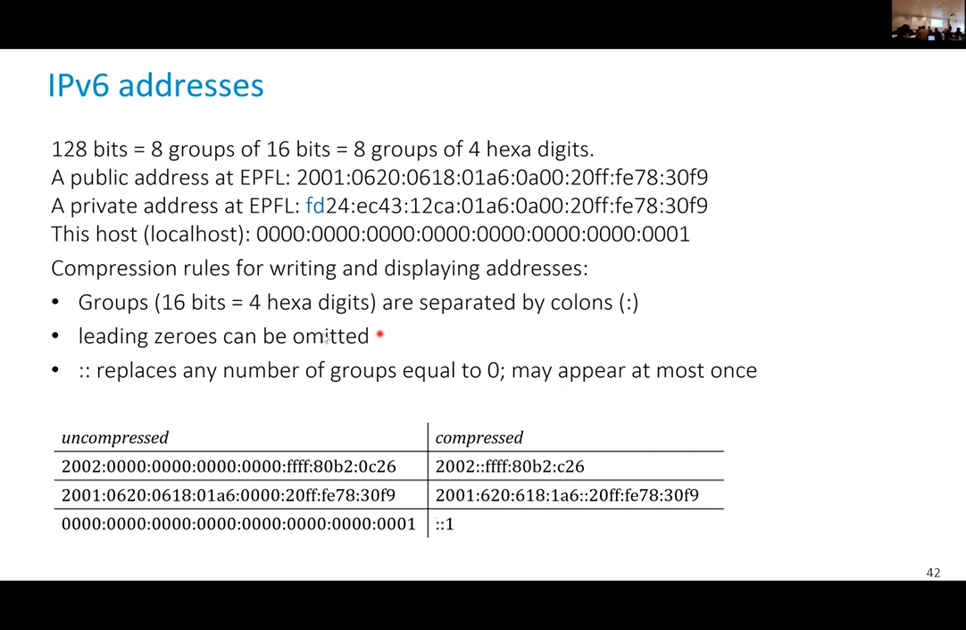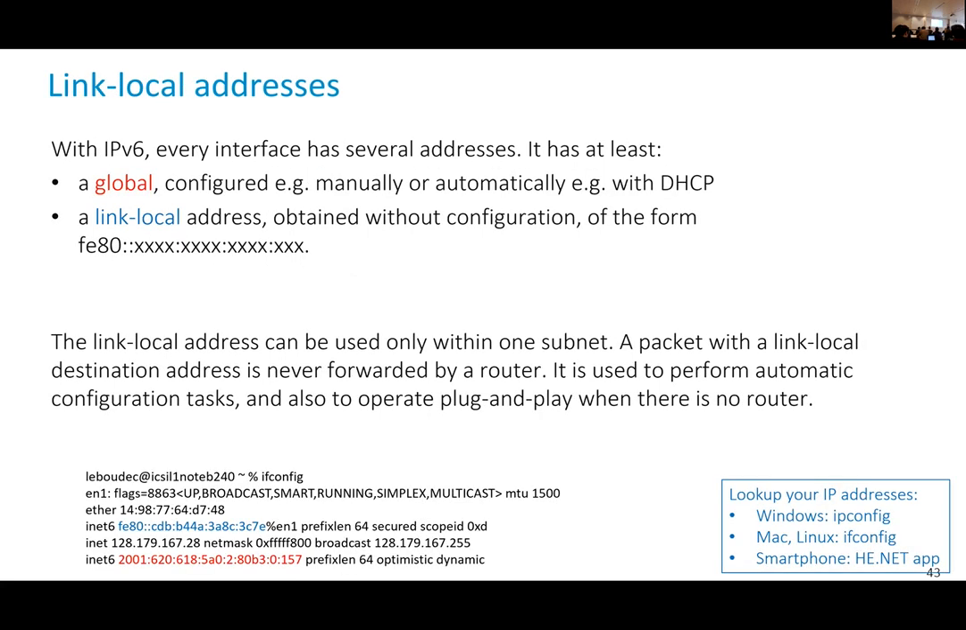And we can also replace any group of zeros by an empty string, two colons, which is a convenient way of writing the loopback address. So if I send an IPv6 packet to myself, I send it to this address here. And here I also have an address that has plenty of zeros in the middle. I can compress it here. Of course, there can be many runs of zeros in addresses, but I can compress only once.